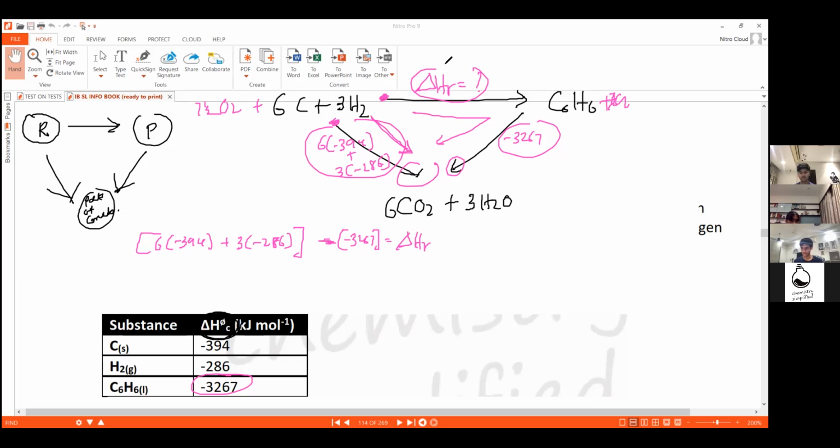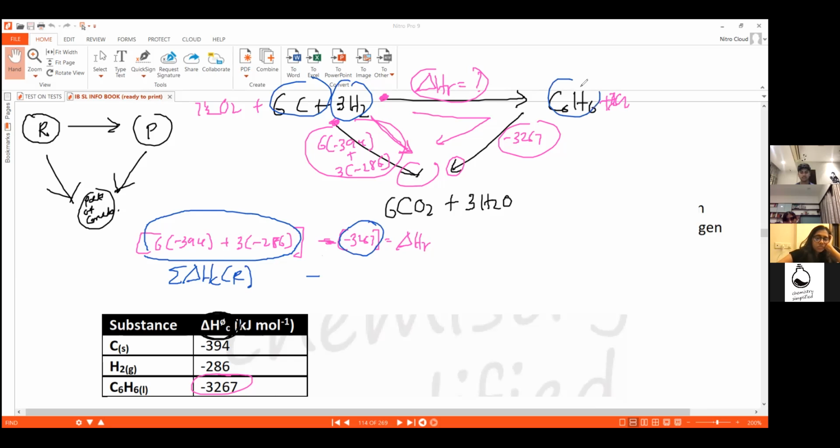Okay, now somebody had asked, isn't this just the same as the previous thing? No, it is not the same. Somebody asked why, when you're using combustion values, you do reactants minus products instead of products minus reactants. If you actually see this value, isn't it the sum of the enthalpy change of combustion of reactants, 6 carbon and 3 hydrogen? And this is minus the sum of the enthalpy change of combustion of the product.